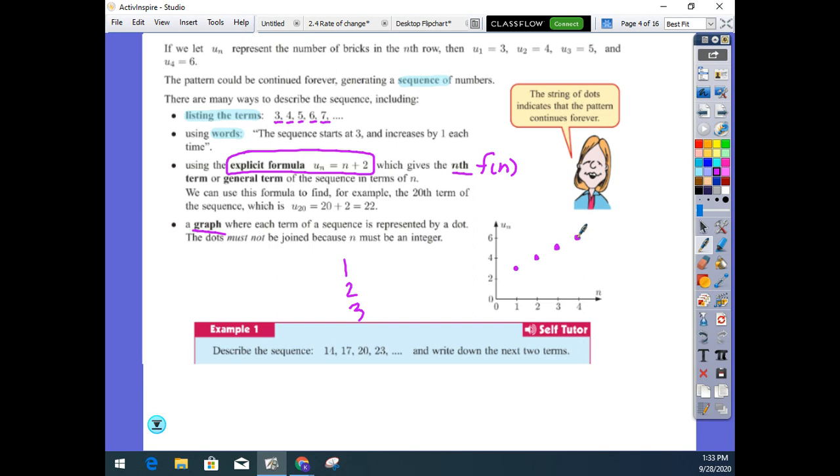Okay, so I want everybody to take a minute, look at these numbers, describe the sequence, and write down the next 2 terms. I'd recommend you pause the video and do that yourself. Then when you're done, turn it back on and see how you do.